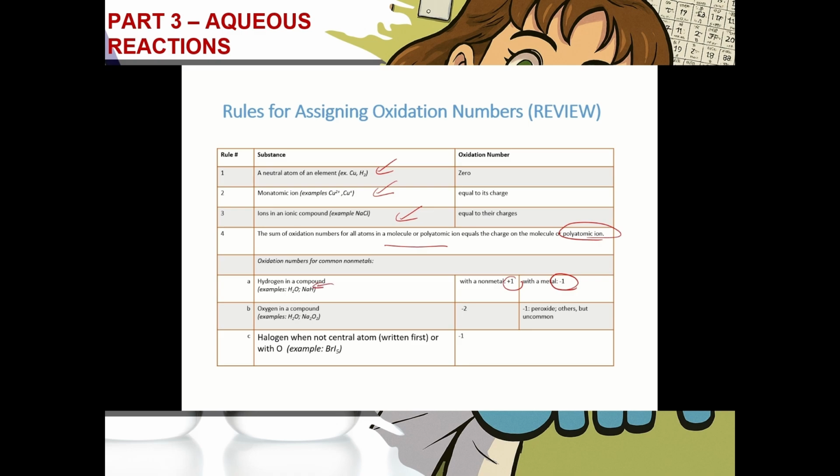Oxygen in a compound will be -2, only -1 if it's a peroxide, like here. This is a peroxide, but it's not common. Halogens, when not the central atom, will be -1, or if they are bound with oxygen, also will be -1.